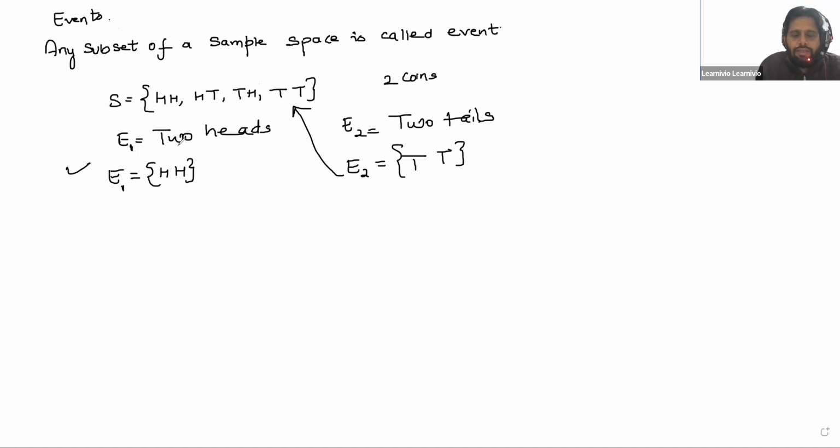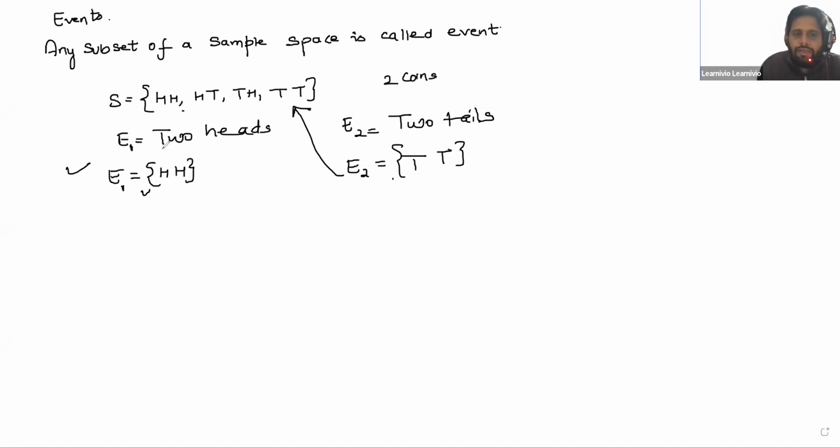Now, if I say that we need two heads, suppose we form an event E and say two heads, then what will that event be? That is HH. So what basically is the event? An event is a subset of a sample space. You can see this is a subset of the sample space. For example, if you say two tails, then TT, you can check this is also a subset of the sample space. So an event is a subset of the sample space.